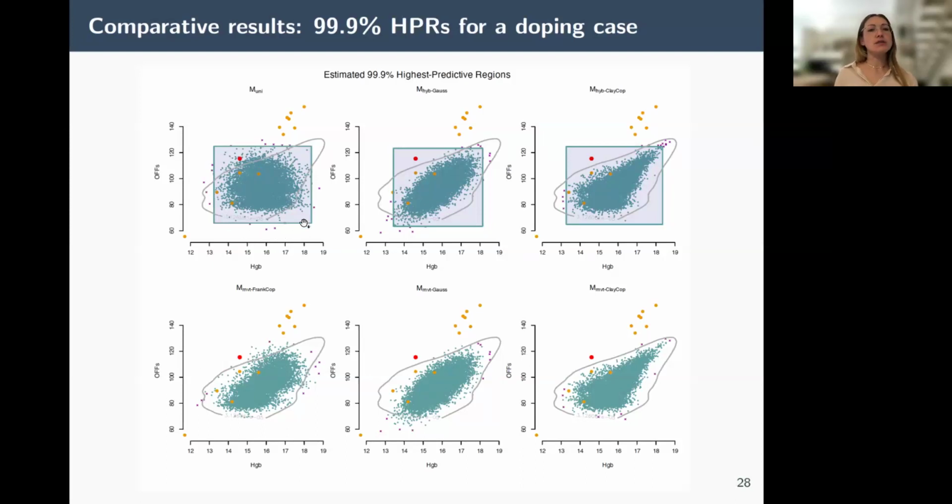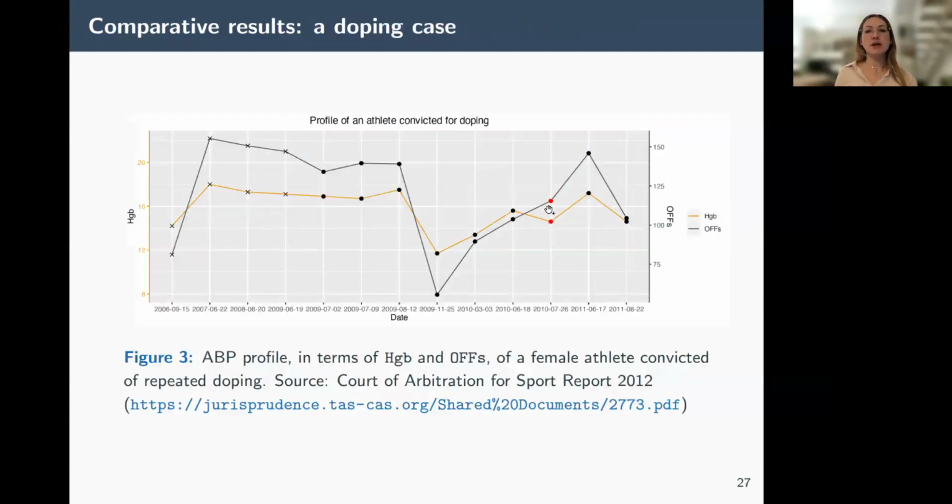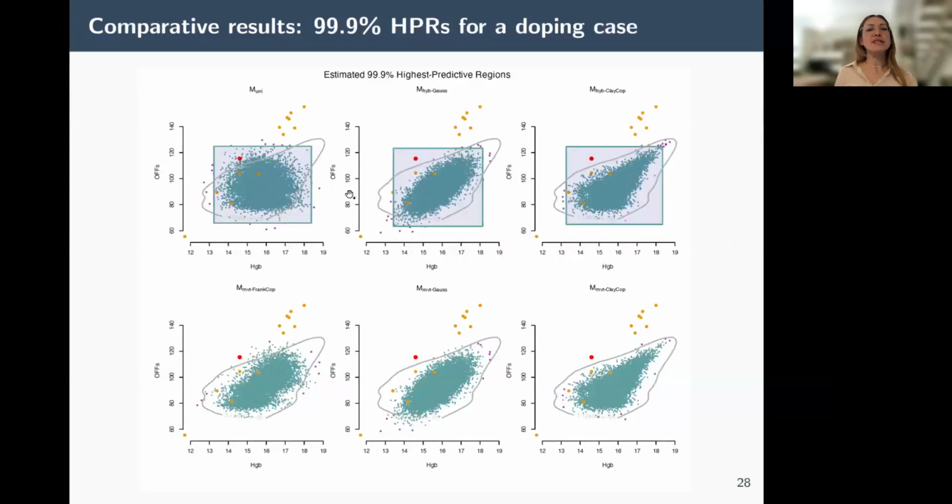So what you can notice is that the univariate approach always includes one point, not all of them, but there is one point, the red point here, which based on the univariate approaches, the one currently implemented, is always considered normal. So based on this point, this athlete would not have been flagged for further investigations.